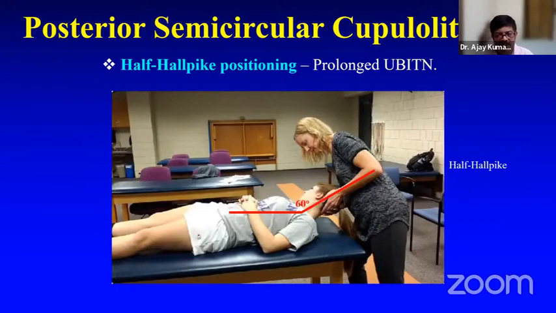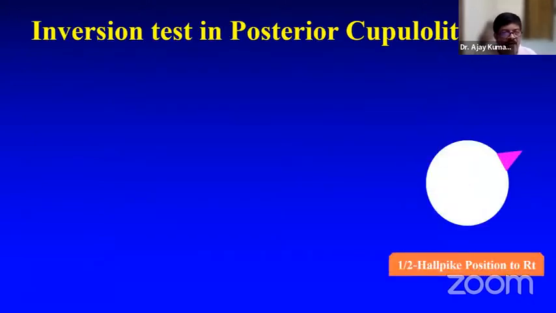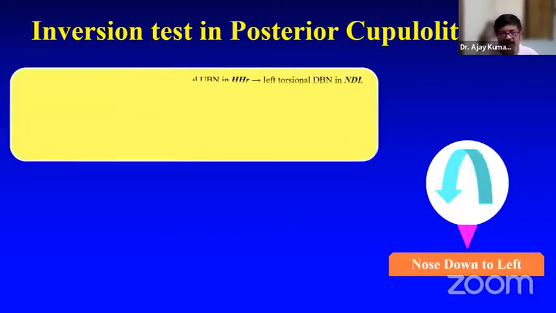And if you keep a pillow of around 4-inch thickness at the head end of the examination table, like this here, you need not support with the hands. And this is the practice which I follow to do a half-Hallpike test. Whenever you find a prolonged upbeating ipsitorsional nystagmus of more than a minute duration in the half-Hallpike test, you have to do an inversion test. This is the half-Hallpike test position represented in this diagram. And if you get an upbeating ipsitorsional right torsional nystagmus of more than a minute, you have to do an inversion test, that is the nose down to the left.